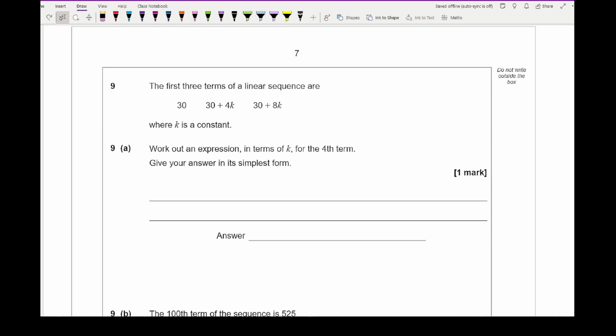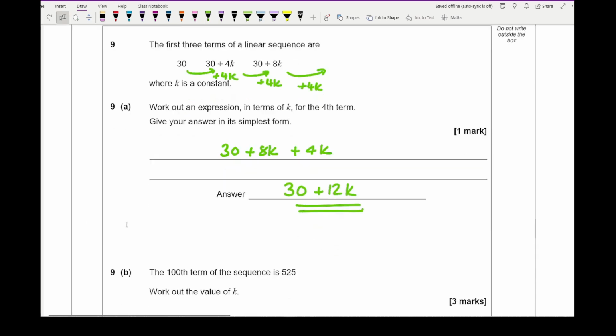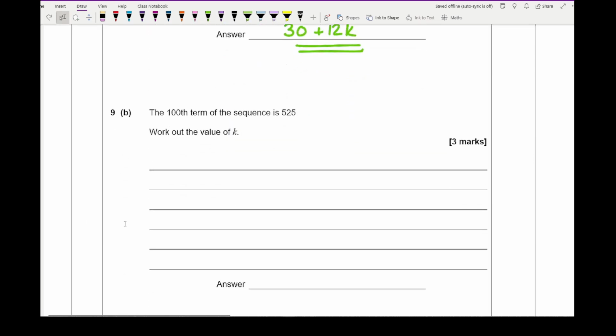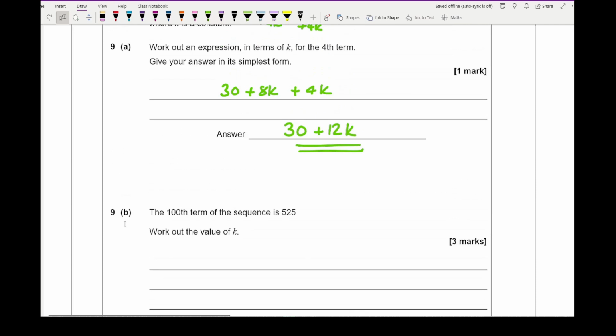So for this, because it is a linear sequence, we just need to see what's being added or subtracted. Now from here, we can see the difference between the second term and the first term is plus 4k. So all you're doing to get from one term to the next is adding 4k. So all I need to do is 30 plus 8k plus 4k, which gives me the answer of 30 plus 12k.